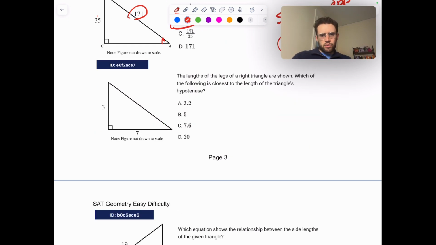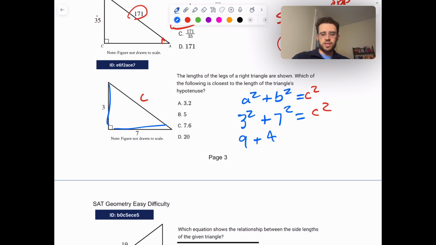The lengths of the legs of a right triangle are shown. Which of the following is closest to the length of the triangle's hypotenuse? All right, well, we have the two legs. So if we did the Pythagorean Theorem, we'd do a squared plus b squared equals c squared, c being the hypotenuse, the side we don't know in this case. So we have 3 squared plus 7 squared is equal to c squared. 3 squared gives us 9, plus 7 squared gives us 49. So 9 plus 49 gives us 58, which is equal to the hypotenuse squared. And again, to get rid of a square in a geometry problem, you could just do the square root.